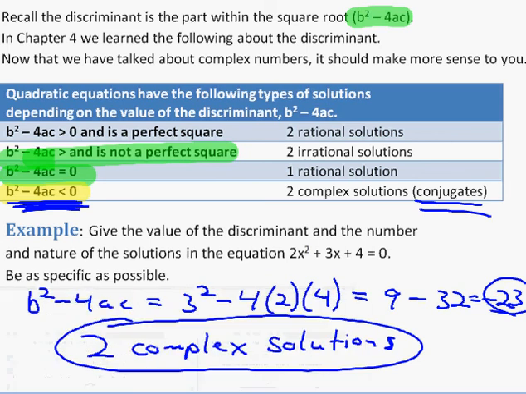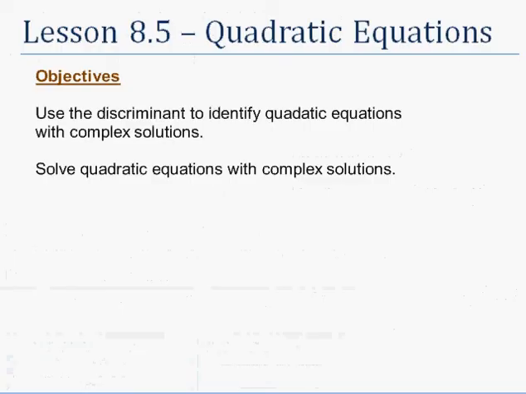So going back just to our objectives here at the beginning, we used the discriminant to identify quadratic equations with complex solutions. That was the last example we just did, and we solved quadratic equations with complex solutions. And so you'll be doing both of those things and should get very comfortable with those.